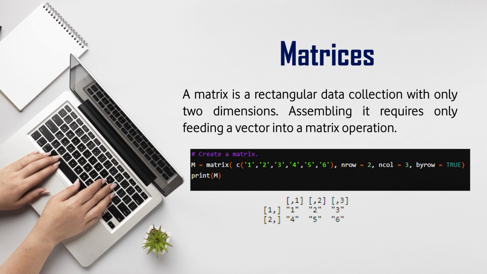It will enter 1, 2. In the second column it will enter 3, 4. In the third column it will enter 5, 6. So that is the usage of the keyword by row.